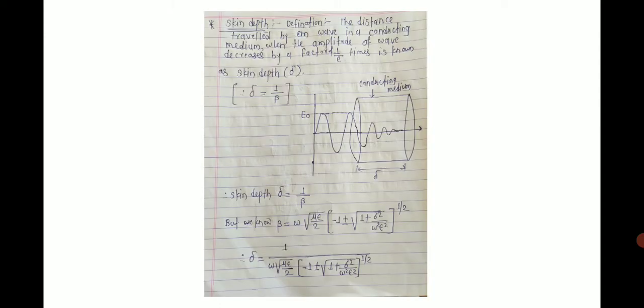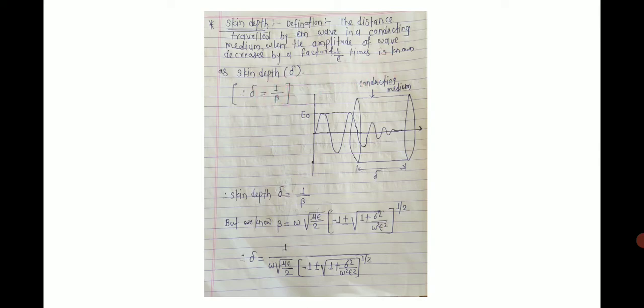In this video, let's see the definition of skin depth and obtain the formula for skin depth. In the previous video we also discussed that point. The definition of skin depth: the distance traveled by an electromagnetic wave in a conducting medium when the amplitude of the wave decreases by a factor of 1 by e times is known as the skin depth.